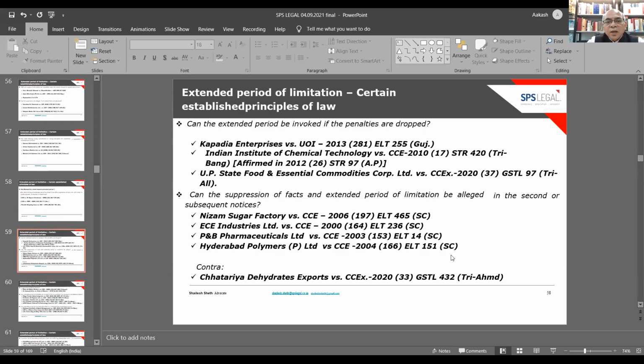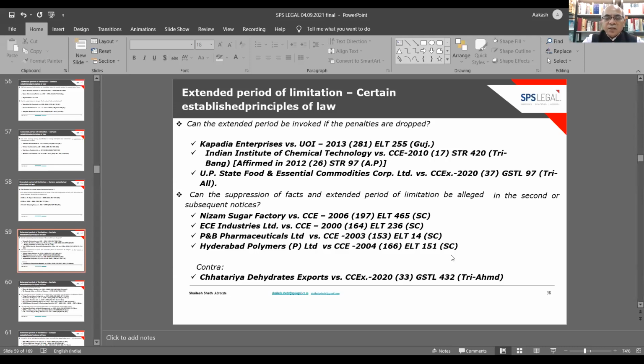These are the judgments. Can the extended period be invoked if the penalties are dropped? If in a given case the authority drops the penalty under Section 122(1), it is my personal view that all the 21 eventualities enumerated under Section 122(1), prescribing a penalty equivalent to the tax, involve evasion cases. In normal cases, the penalty will lie under Section 122(2). Now, if the 122(1) penalties are not imposed, or if they are imposed and dropped, the department cannot simultaneously sustain the extended period invocation on the ground of willful suppression. It will be contradictory. The department cannot, on one hand, drop the penalty and, on the other hand, still allege and seek to sustain the allegations of suppression and extended period invocation.